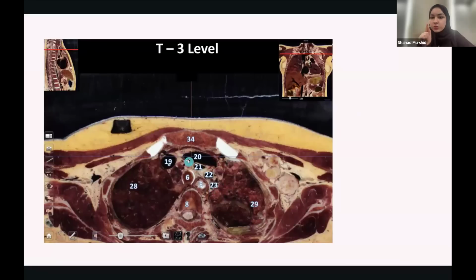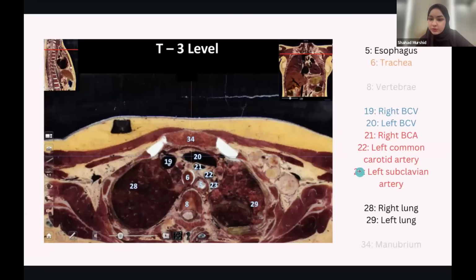So okay, we know 21, 22, 23. Let's just look at it. Okay, so 21, 22, 23, we have the right brachiocephalic artery, the left common carotid artery, and then the left subclavian. Okay, done with the aorta.